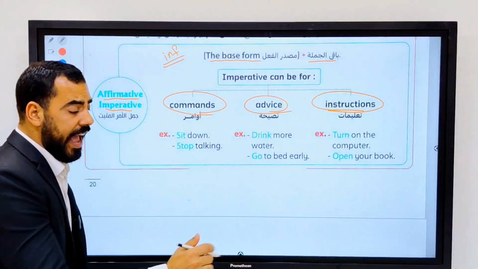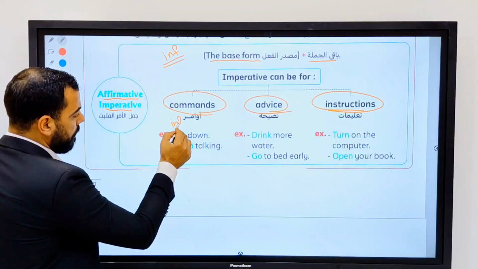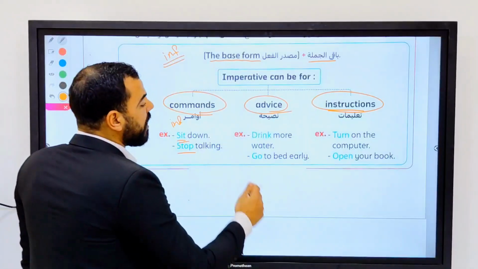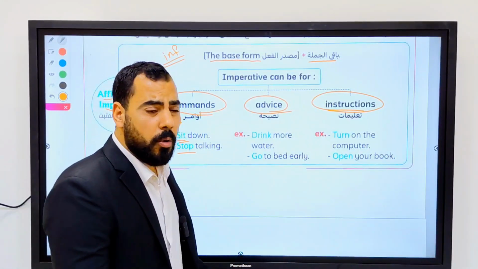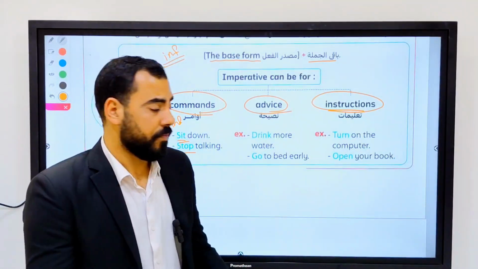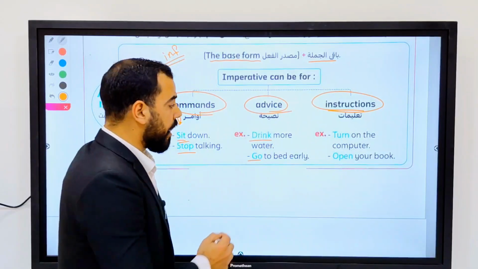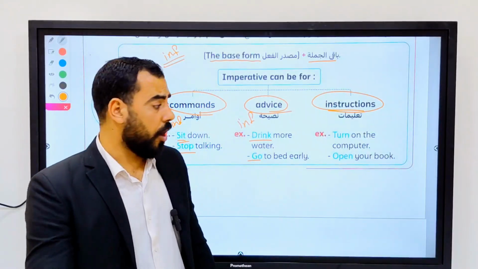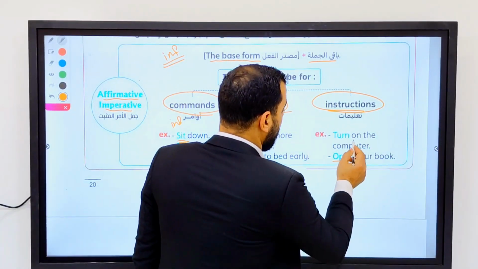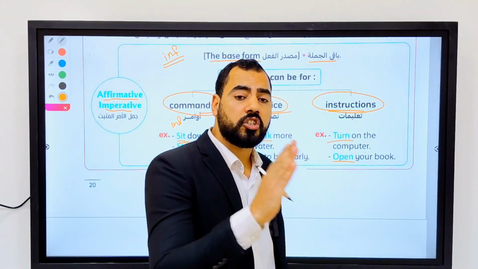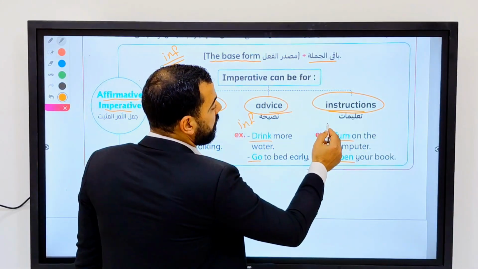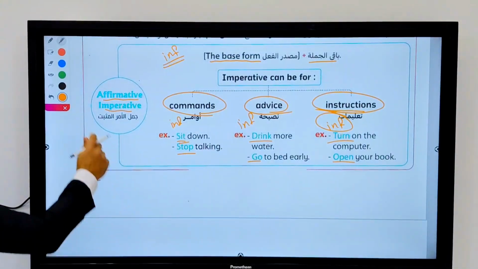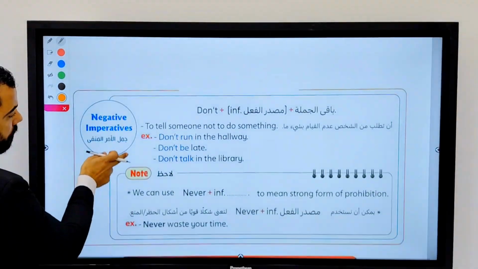So this is a command: sit down. Sit is the infinitive. Stop talking. Stop is an infinitive. Drink more water. It's advice. Go to bed early. So drink and go are infinitives. Turn on the computer. Open your book. So these are instructions that the teacher gave to the students at school. So this is affirmative imperative. Now let's move to the next page.